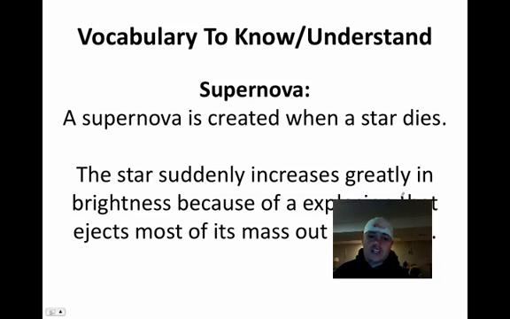The star suddenly increases in brightness, and the brightness is even brighter than our actual sun because of this explosion. And as it explodes, it ejects all of its mass that once made up this massive star, and it shoots it out into space, and it becomes something that's quite bright.